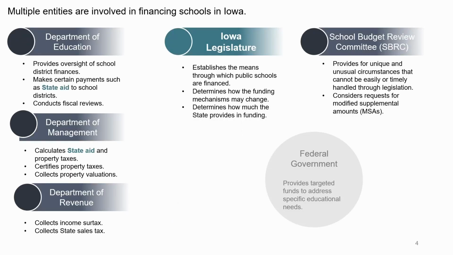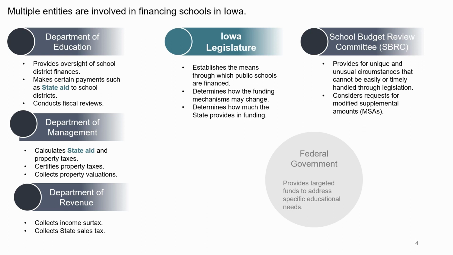Page 4. Multiple entities are involved in financing schools in Iowa. There's the Department of Education that provides oversight of school district finances, makes certain payments such as state aid to school districts, and conducts fiscal reviews. The Department of Management calculates state aid and property tax, certifies property taxes, and collects property valuations. The Department of Revenue collects income surtax and collects state sales tax.